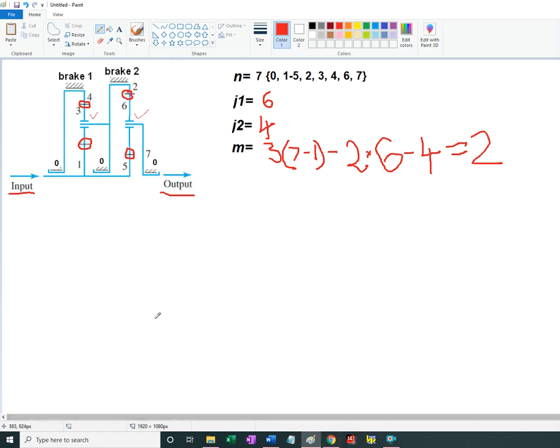So now let's look at the equations that help us calculate, not the mobility, but rather the input-output transmission ratio. So input to output is going to be omega of 1 and 5, they're the same thing, over omega of 7.